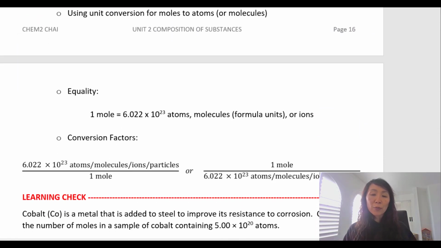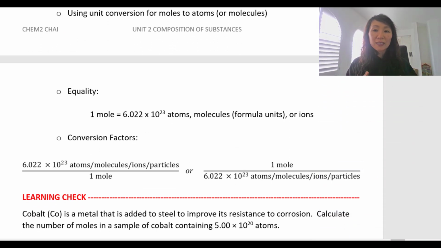Something important to note, based on what we have learned so far, is that an equality comes forth based on what I have discussed. Remember, 1 mole of anything, it doesn't matter what it is, is equal to 6.022 times 10 to the 23 atoms, molecules, formula units, ions, pencils, hair strands, boxes, what have you, right? Every 1 mole of that is equal to Avogadro's number.